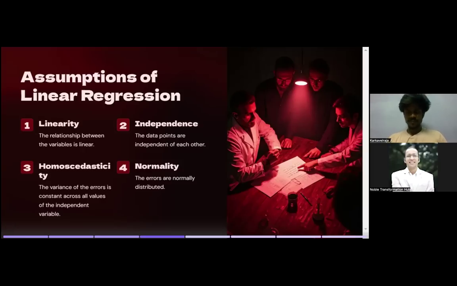Normality. Normality means the errors are normally distributed. That is what is called normality. That's what we want, guys. Our data should be normally distributed, that should be normalized, so that our model is not biased.